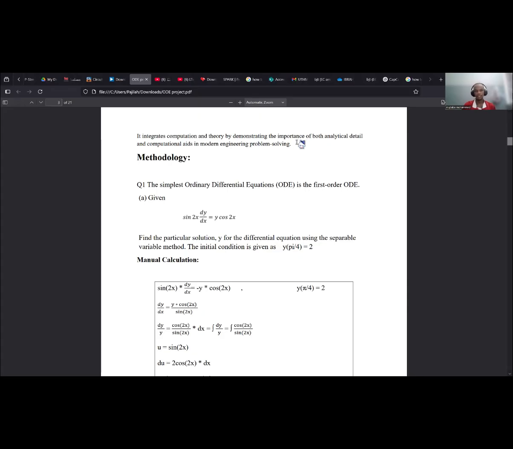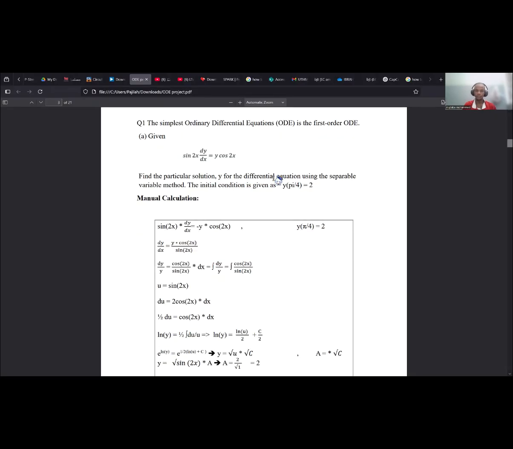I will be explaining question one. Number A, we are given the first order ODE as sine 2x times dy over dx equals y times cosine 2x. We're going to find the particular solution y for the differential equation using the separable variable method, and the initial condition is given as y of pi over 4 equals 2.